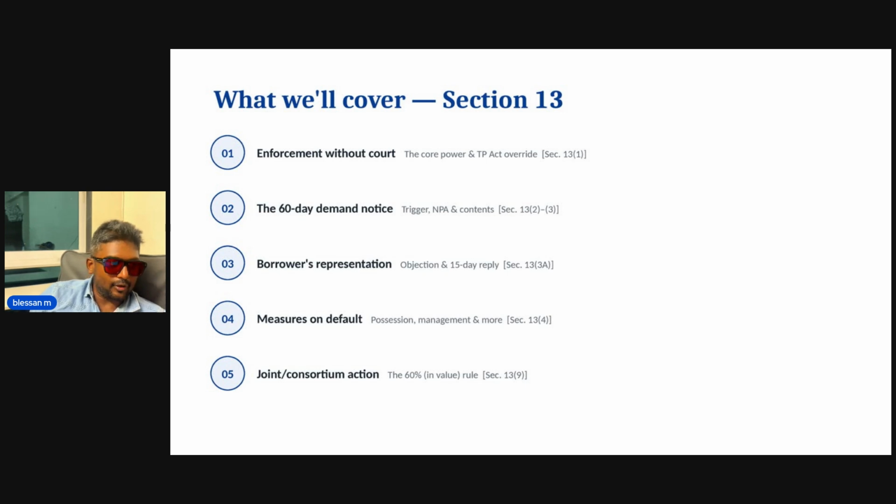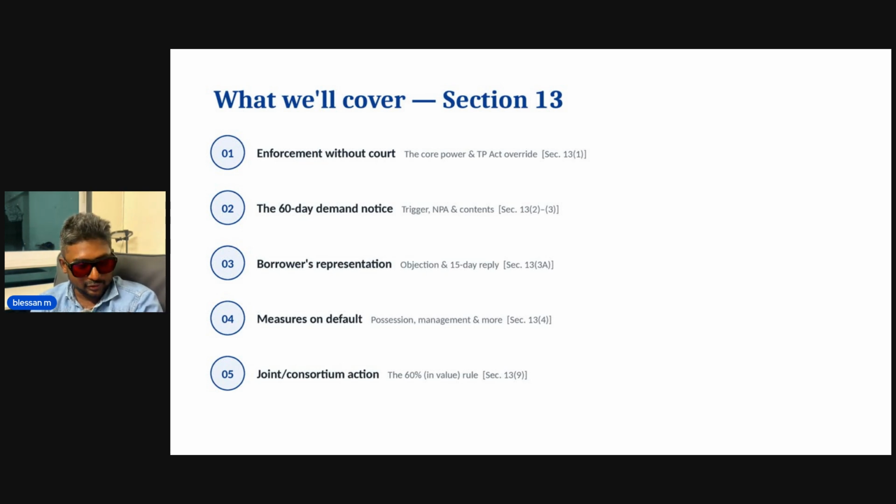What are the things that we are going to see today? We're going to see how the enforcement without court takes place, that is the core power, and the 60-day demand notice, that is the first step in the SARFAESI action. After an NPA is declared, it is the 60-day demand notice. Then there is going to be a borrower's representation. This is a new thing where the borrower has the power to represent, added after the Mardia Chemicals case.